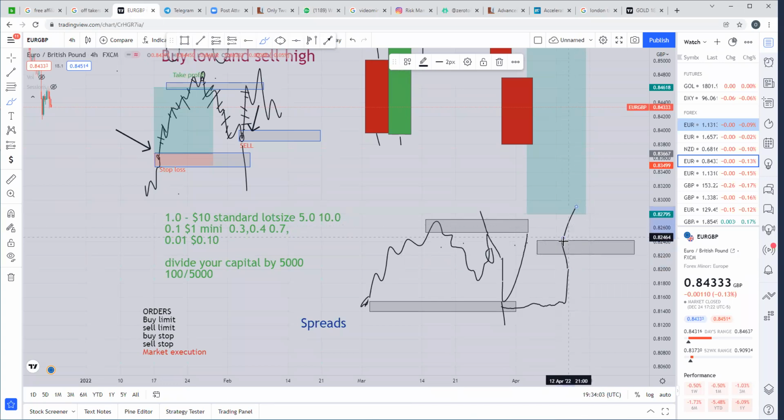Okay, so that is your buy stop. That means that this buy, don't stop it. The moment it activates, let it keep going. Let it keep buying. That is your buy stop.